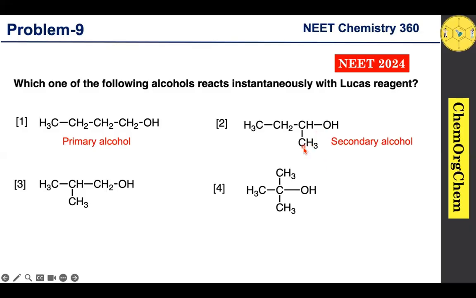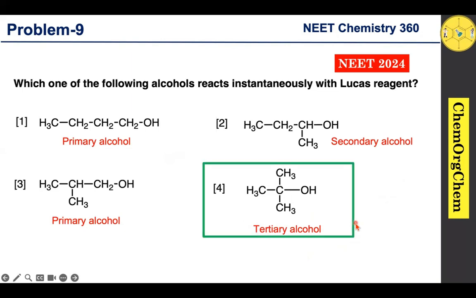So this is a secondary alcohol, since this carbon is attached to two carbons. This one is a primary alcohol, since this carbon is attached to only one carbon. And the fourth option is a tertiary alcohol, since this carbon is attached to three carbons. So as per our discussion, among the four alcohols, the correct option for this question is option 4.